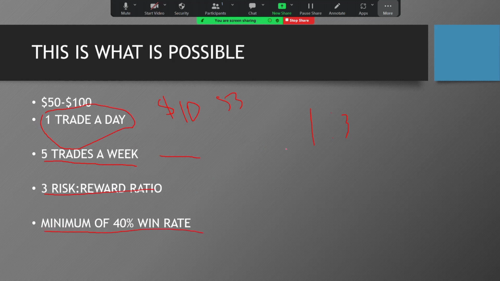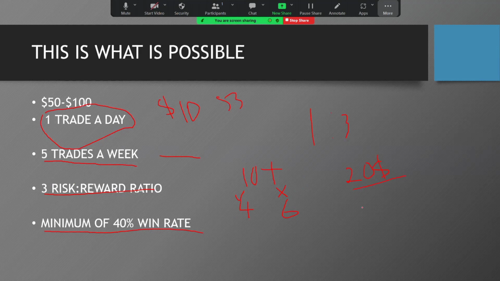Minimum of 40% win rate. What does this mean? It means after like 10 trades, let's say you had a bad run or something, you had 4 wins and 6 losses. 4 wins, 6 losses, 1 to 3 risk to reward. Let's say you're risking $20 per trade. You can do this for $5, you can do this for $10. I don't know. Let's say you're risking $20 per trade.